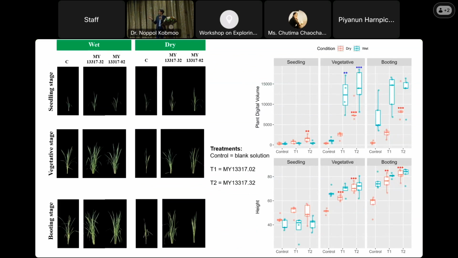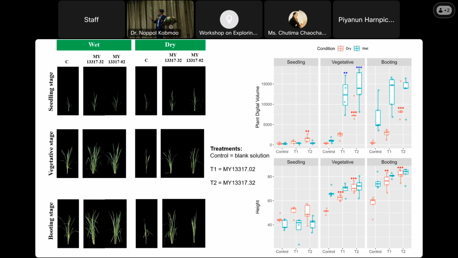Yes, so here, particularly at the vegetative stage, with the wet condition, we can see that the treatment which received the two fungal strains can grow much better than the control treatment that did not receive the fungal strains. But in terms of the height, for the wet condition it is not different, but for the dry condition, yes. And also at the seedling stage, there are some differences that maybe are not all significant, but a tendency to higher plant digital volume for the dry condition with the strain 32.